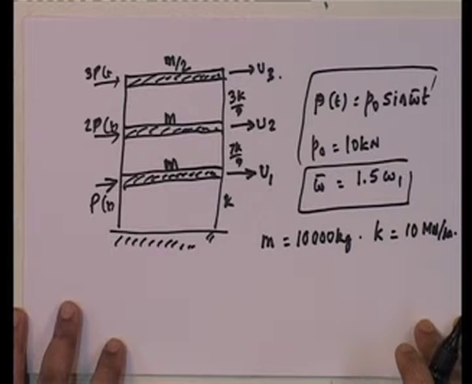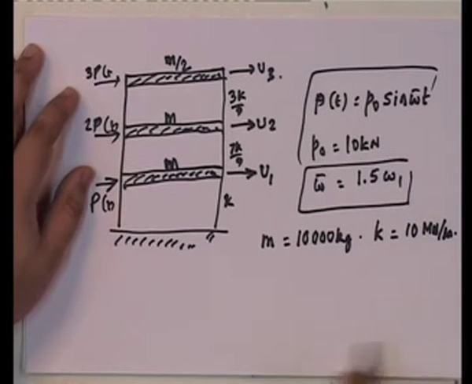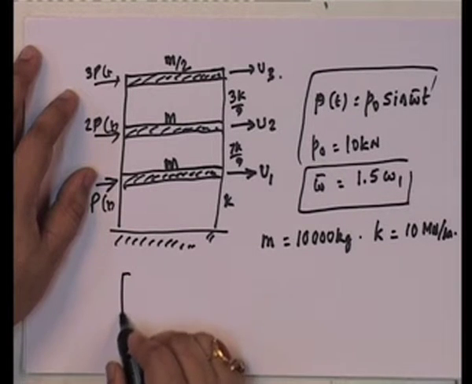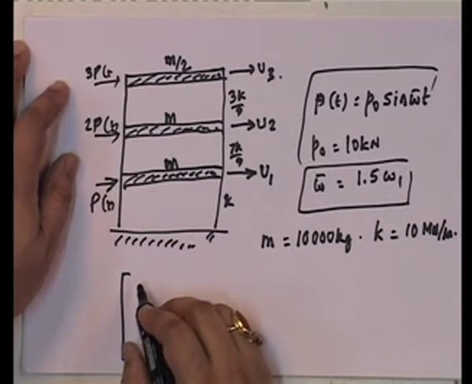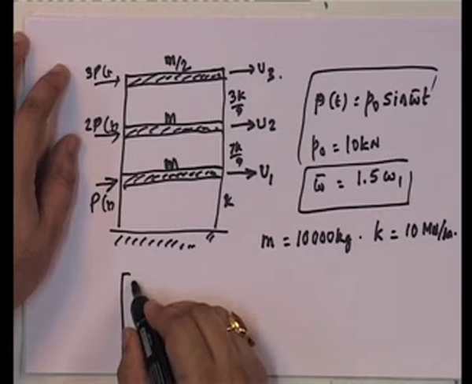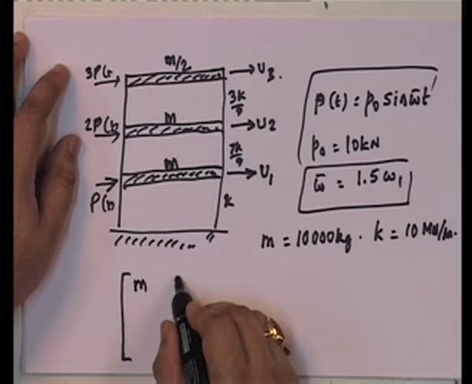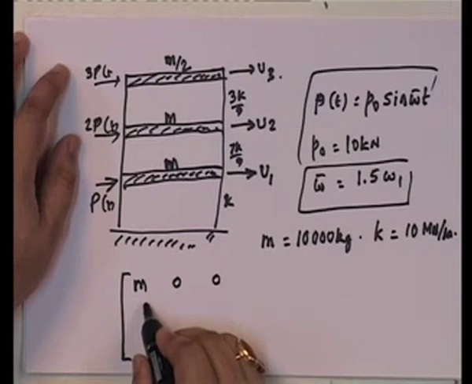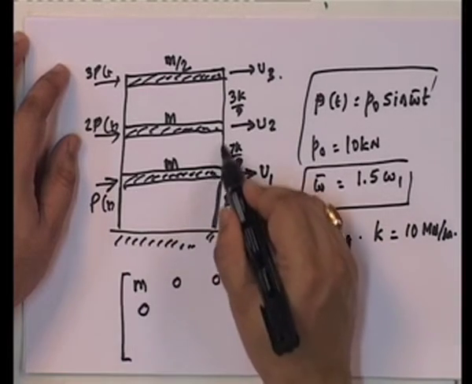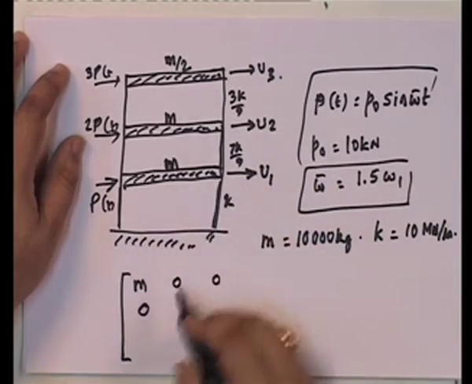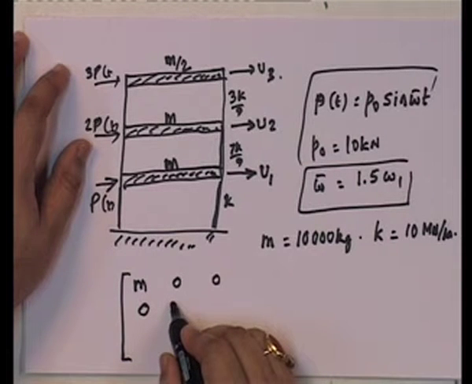Okay. So, if we look at it, what does the mass matrix look like? You go through the procedure. I will not give you what the mass matrix looks like. M 0 0. These are all massless. All of these columns are massless. So, all the mass is at this point.